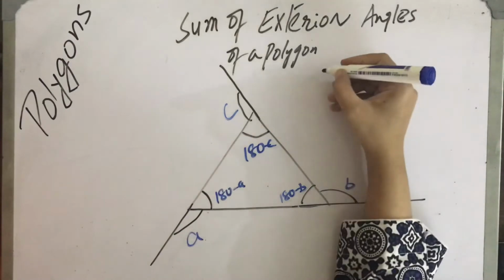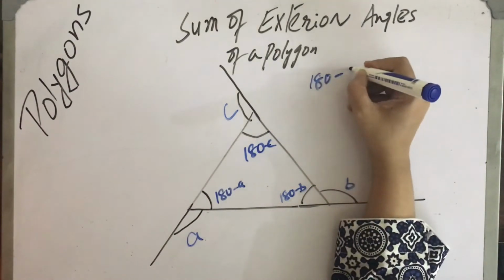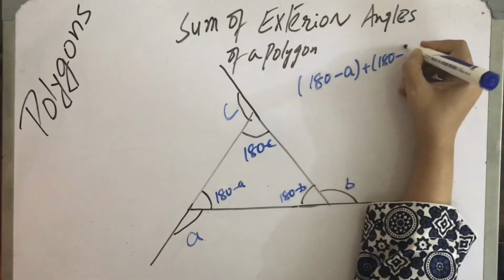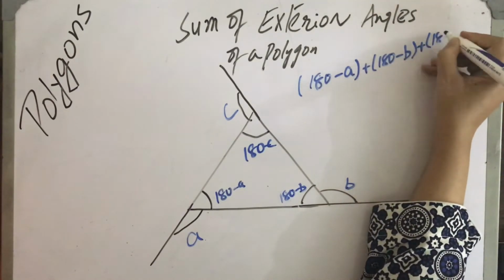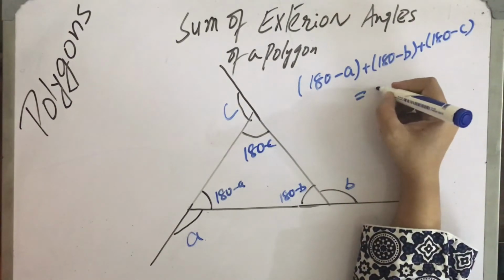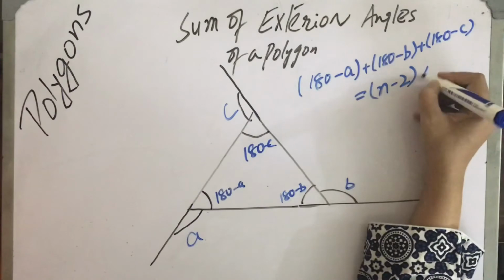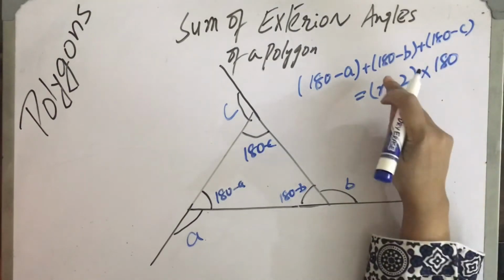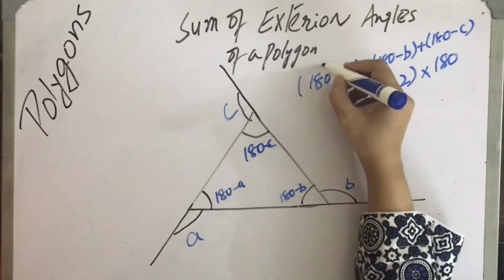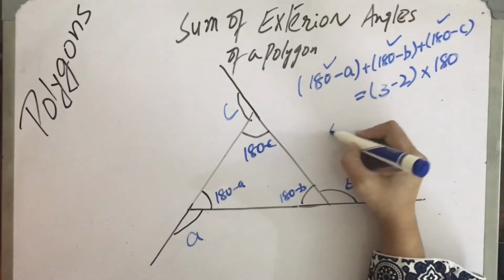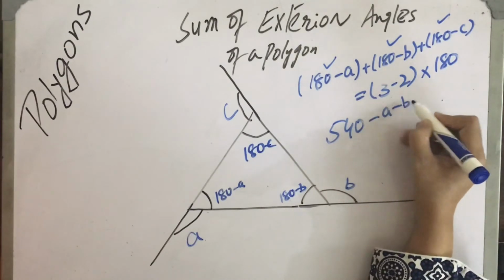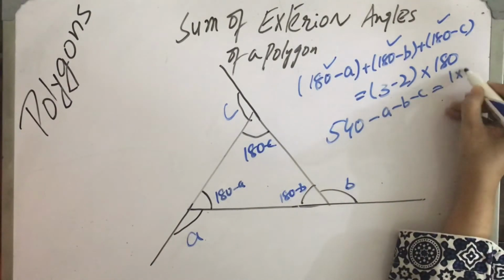So if I take the sum of the interior angles, 180 minus A plus 180 minus B plus 180 minus C, you know the sum of the interior angles of any polygon is n minus 2 into 180. Here we have 3 sides, so it is 3 minus 2 into 180, that is 180. If I open these brackets, I have 3 times 180, which gives me 540, and then minus A minus B minus C equals 1 into 180.